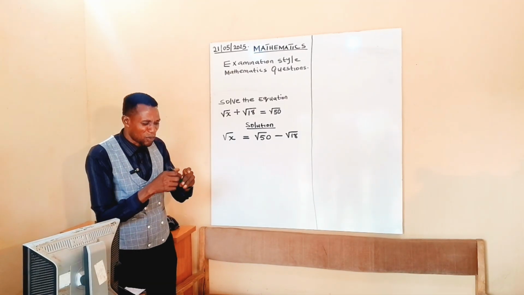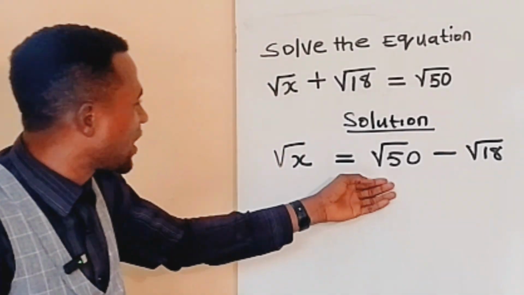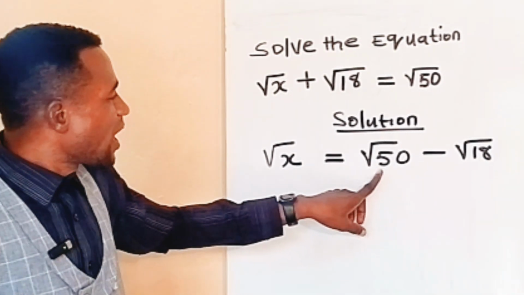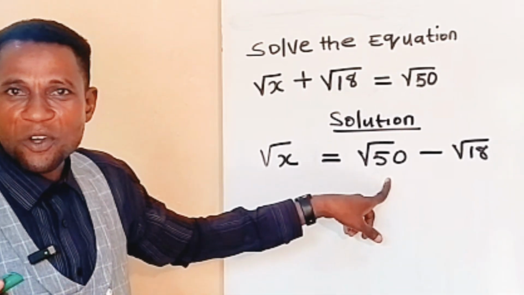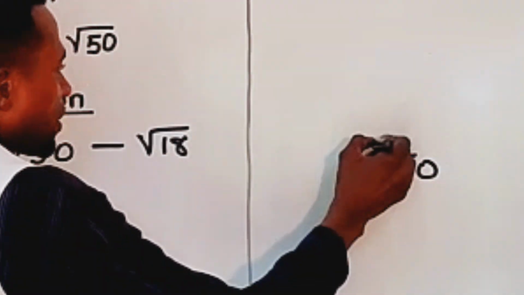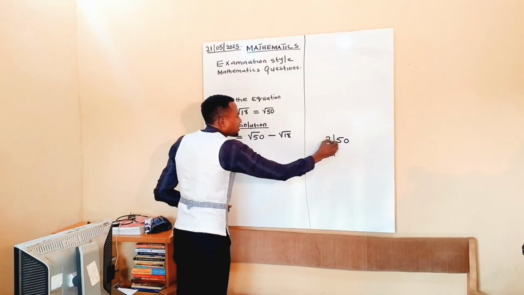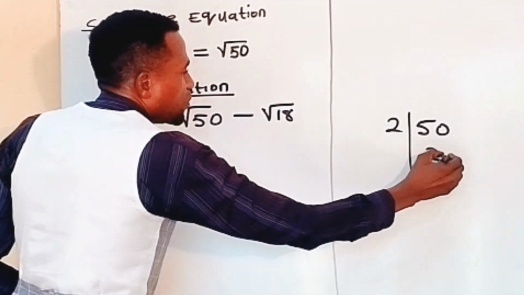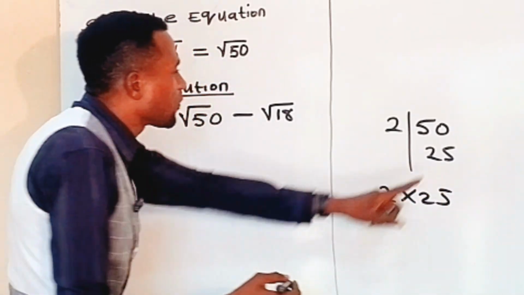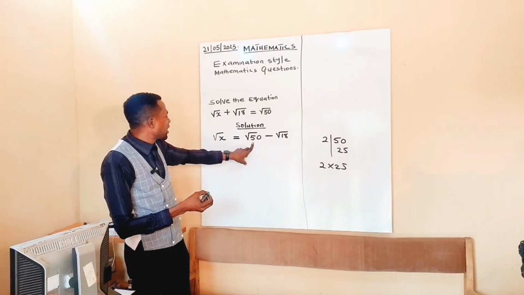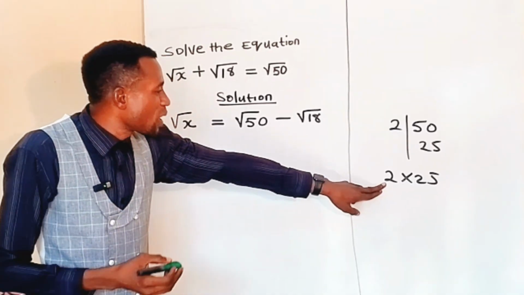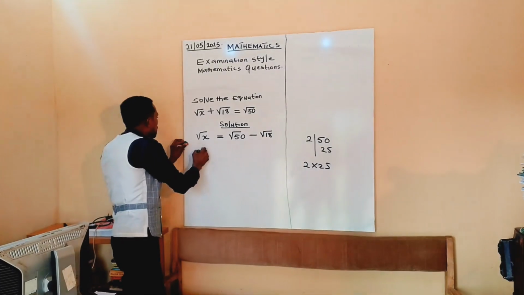Then the next thing we are going to do is to look at this very radical form here. This is root 50. And if you look at root 50, it is not in basic form. To take this to basic form, what do we do? You have your 50. 2 can go into 50. 50 divided by 2, we have 25. So it means that if we have 2 times 25, it will give us 50. Meaning that we are trying to make one of these numbers, as you can see, a perfect square, and this one is not a perfect square.